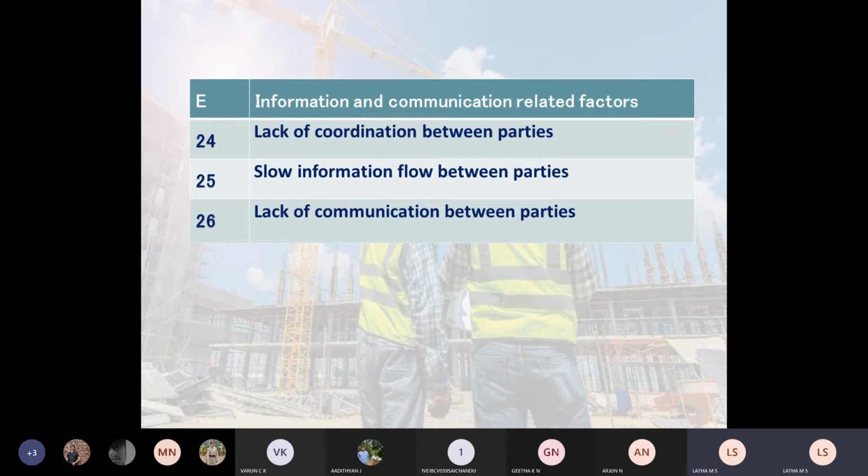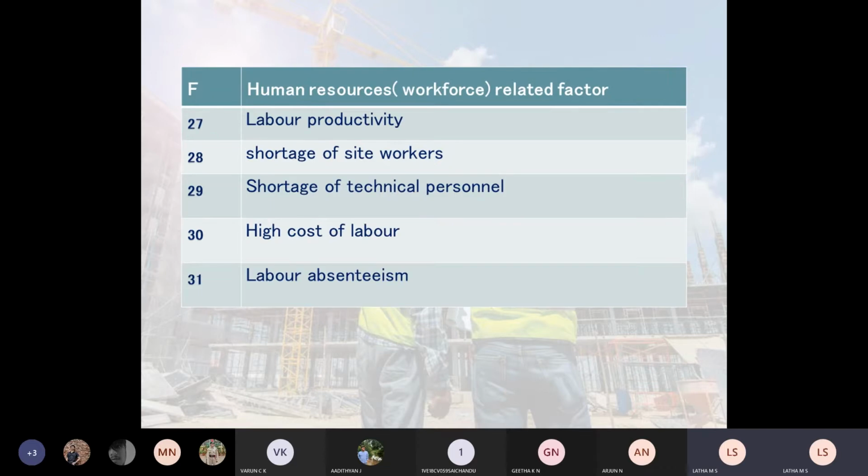When the coordination itself is not there among them, it is very difficult. And when the coordination is not there, definitely there is a lack of communication taking place between the parties. And the next is the human resources related factor, that is labors, because of their need they come and join as a labor.